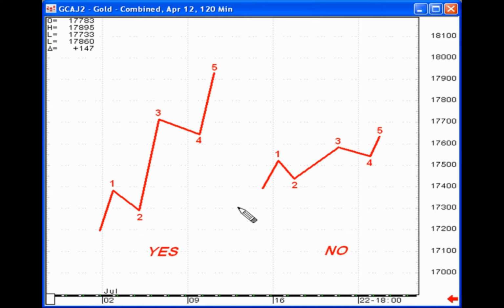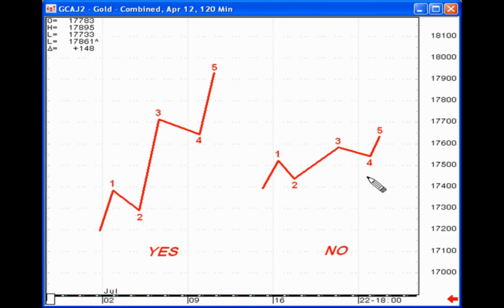Okay? Now let's look at the structure over to the right. We have waves 1, 2, 3, 4, 5. Wave 3 is the shortest impulse wave of waves 1, 3, and 5. Wave 2 does not fall below the origin of wave 1. Wave 4 does not end in the price territory of wave 1. In other words, this move over here on the right also follows and adheres to all the rules and guidelines of the wave principle.